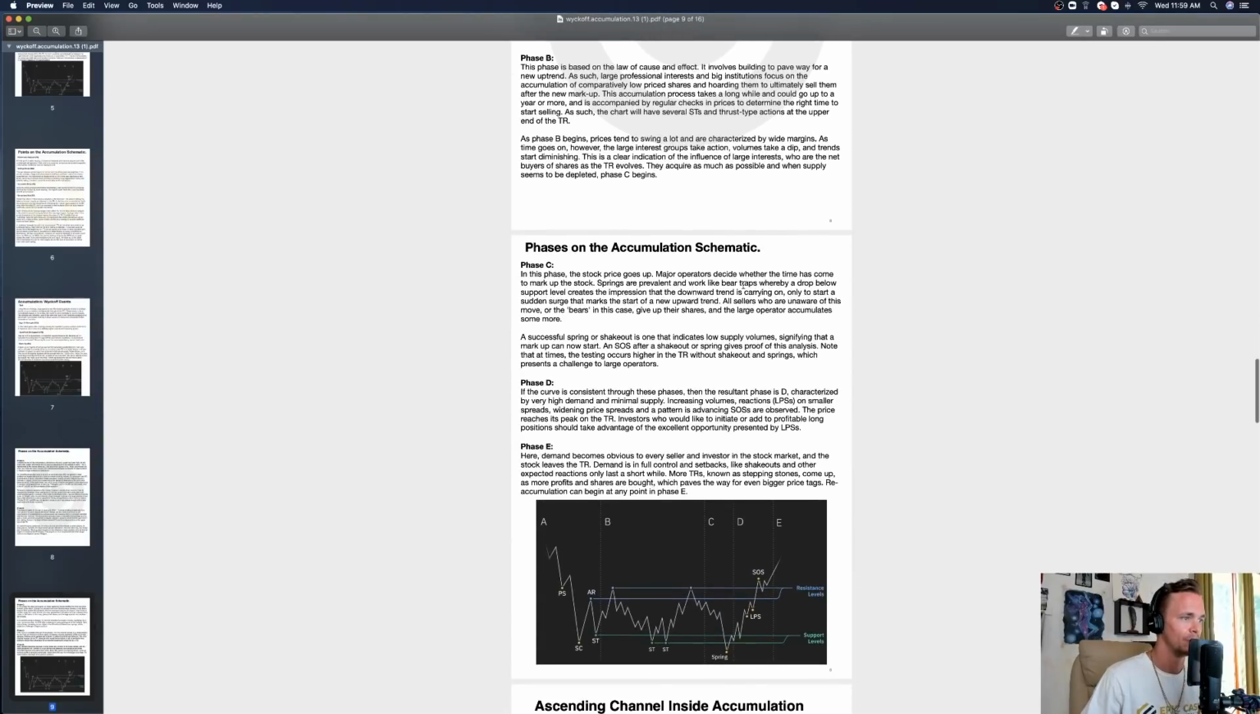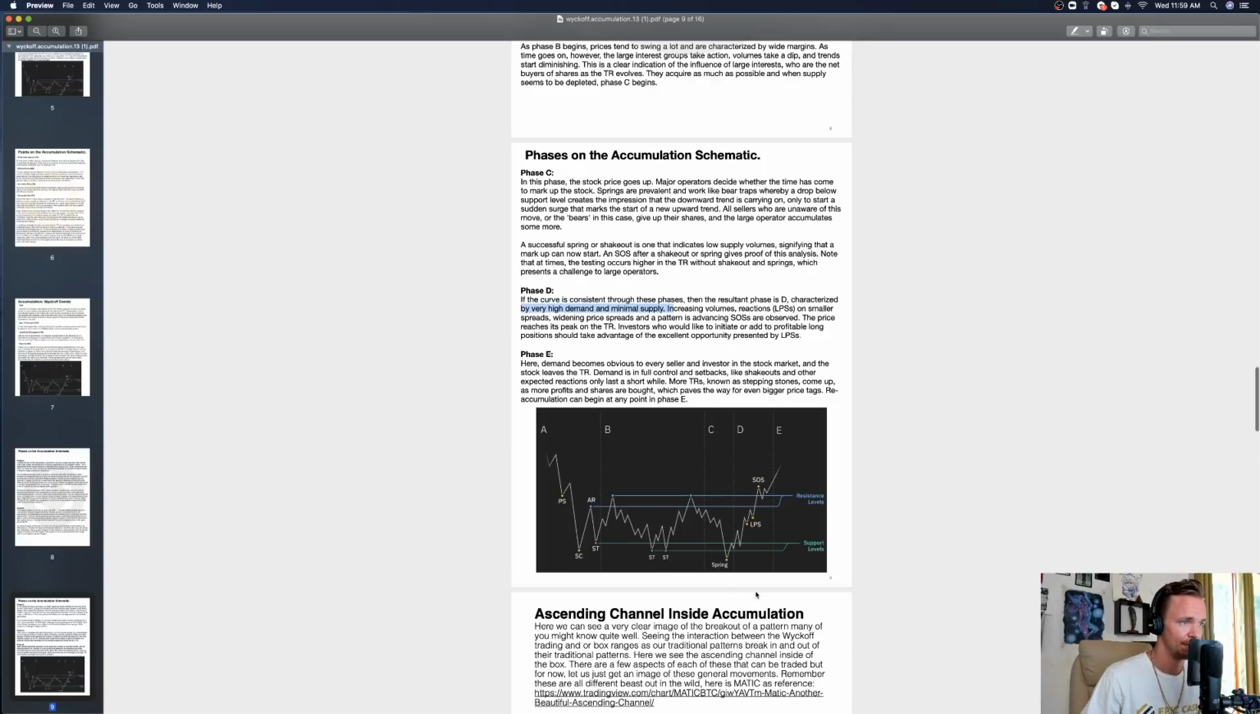So I want to, again, just go over this. Being able to recognize phases C and D is important, because this is where it is observed that is the easiest place. Investors who would like to initiate or add profitable longs to their position should take advantage of these excellent opportunities presented by the LPSs. So phase D and phase E is where we should be spending most of our time after the spring occurs.